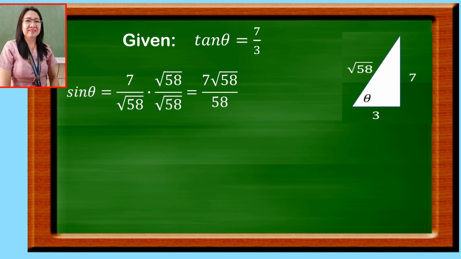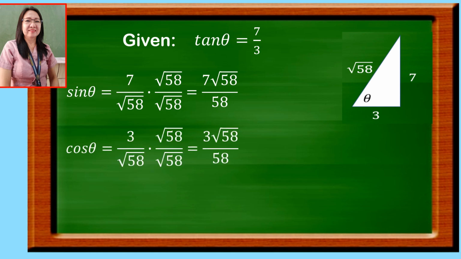Then to rationalize, multiplying both numerator and denominator by square root of 58 over the square root of 58. Then multiplying the numerator, 7 times the square root of 58 is 7 square root of 58 itself. And the square root of 58 times the square root of 58 in the denominator will give us 58. So this is the value for sine theta, 7 square root of 58 over 58.